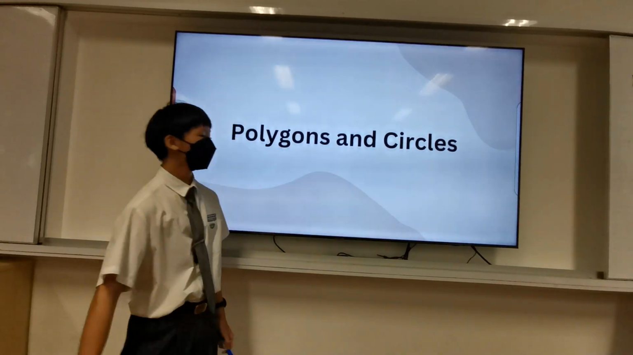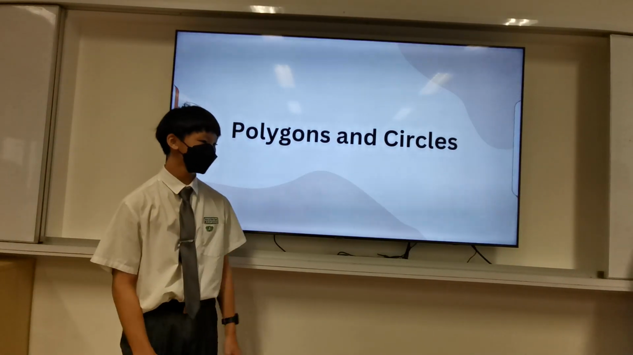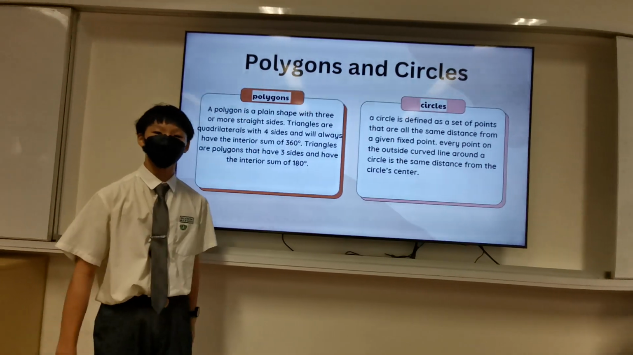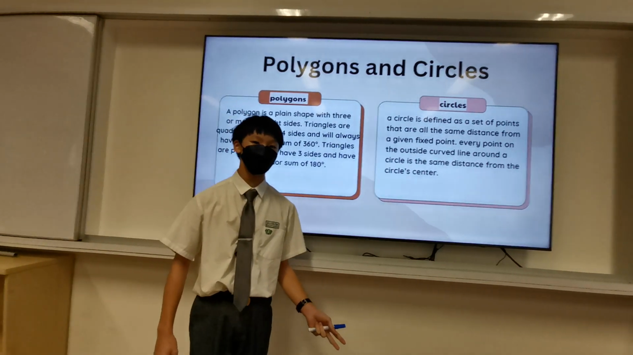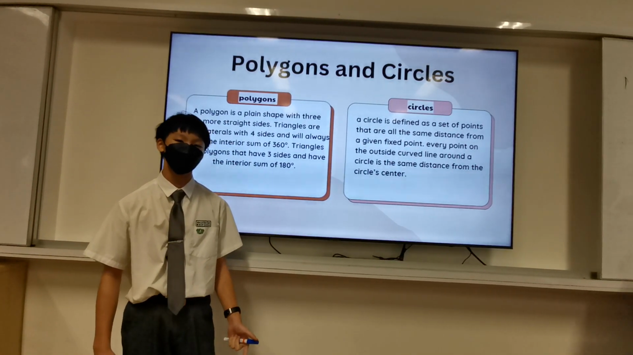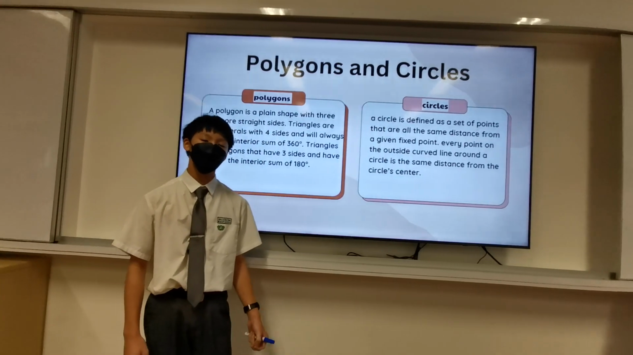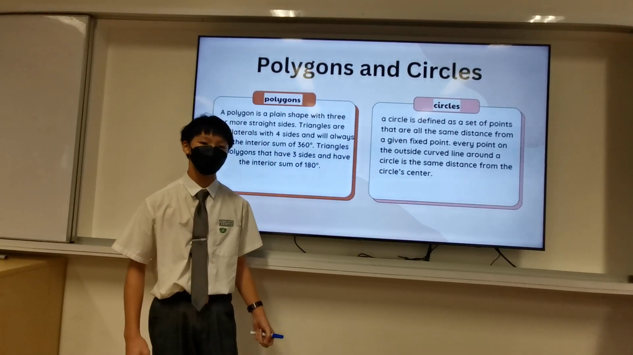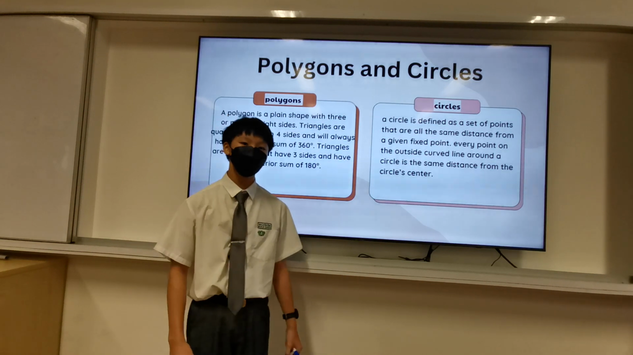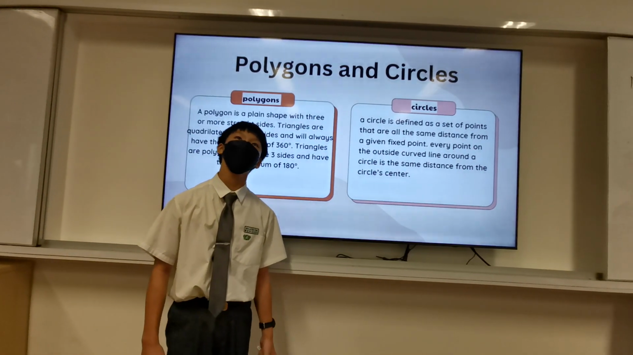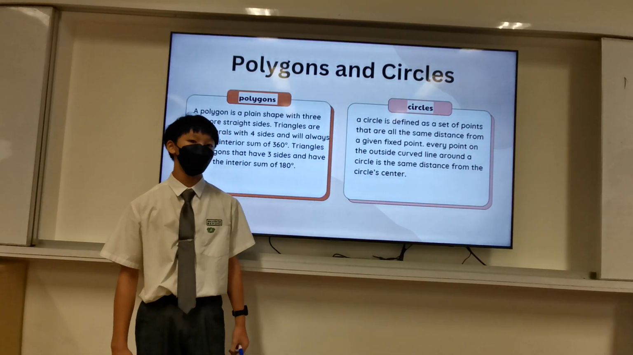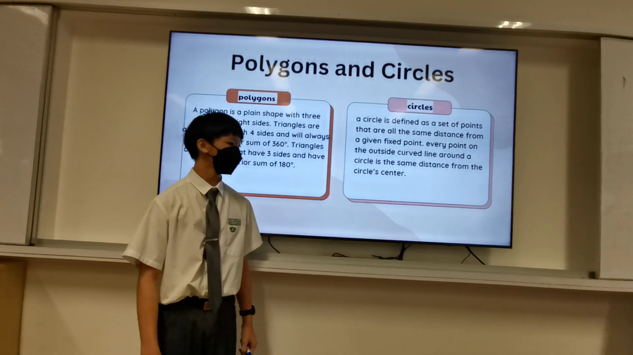Polygons and circles. So what is a polygon? There are two types of polygons, triangles and quadrilaterals. Triangles have an interior sum of 180 and quadrilaterals have an interior sum of 360 degrees. A circle is a set of points which are all the same distance from a given fixed point.